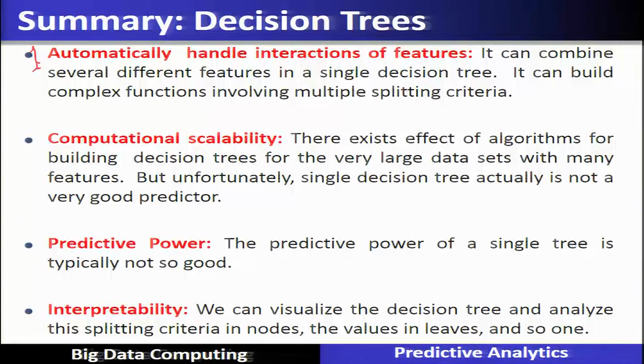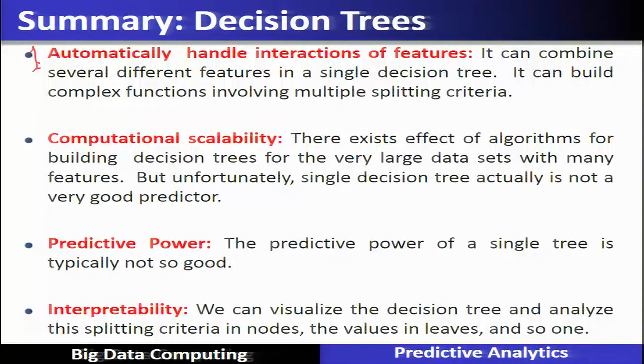The second part is called computational scalability. That is, there exists an efficient algorithm for building the decision tree for a very large data set with many features. But unfortunately, a single decision tree actually is not a good predictor. Why? Because of the overfitting errors and so on, due to the noise. So, computational scalability is there.